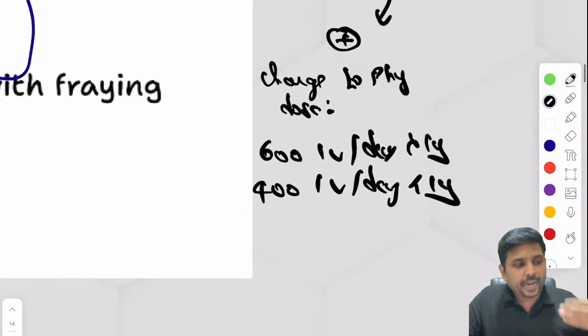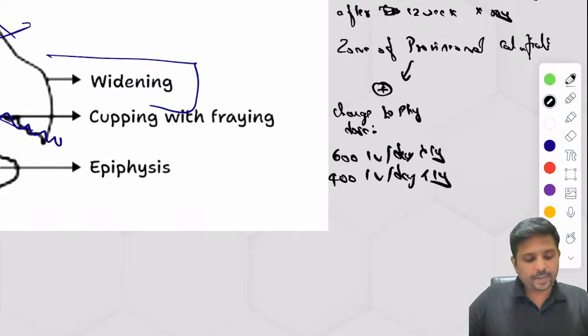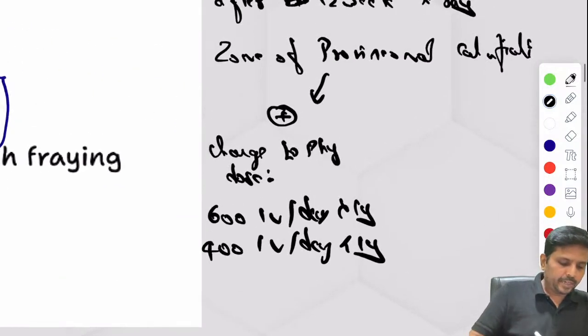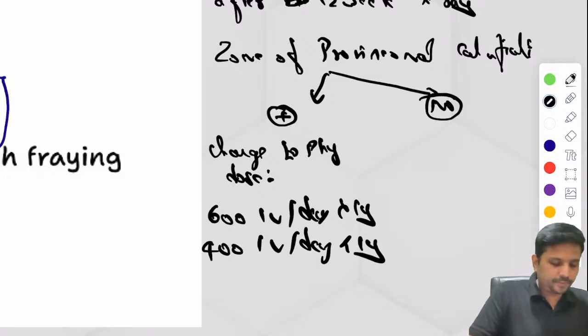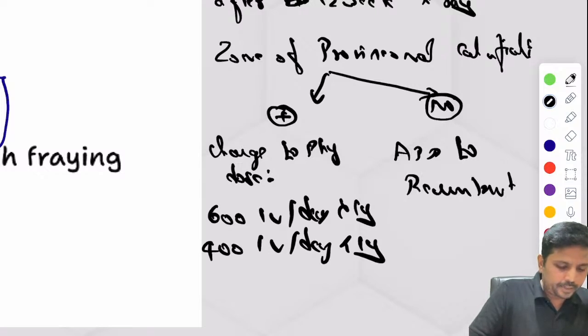Sir, I have taken an X-ray, but there is no zone of provisional calcification. Then comes the approach to resistant rickets. How to approach this resistant rickets? Let's see.